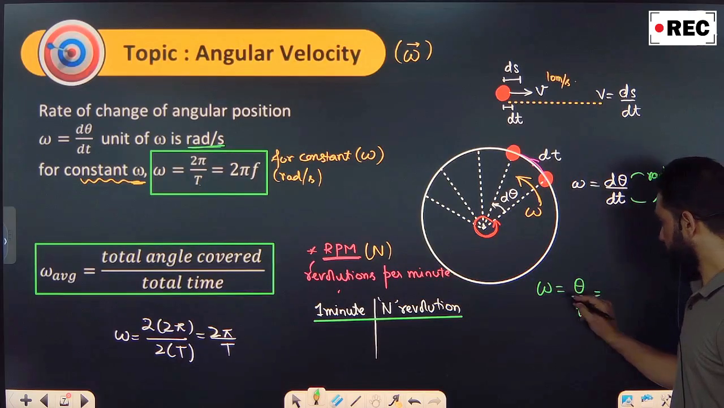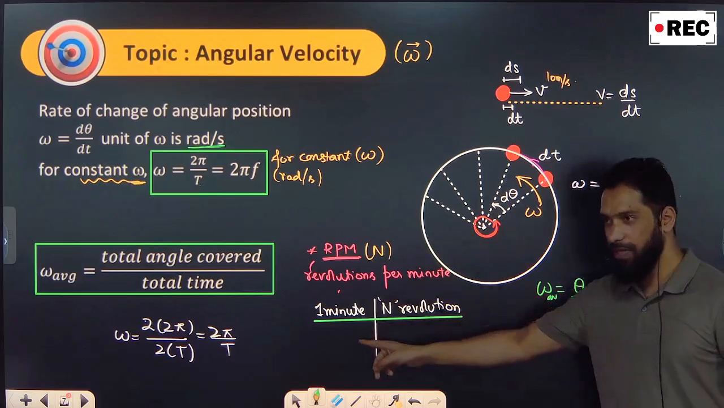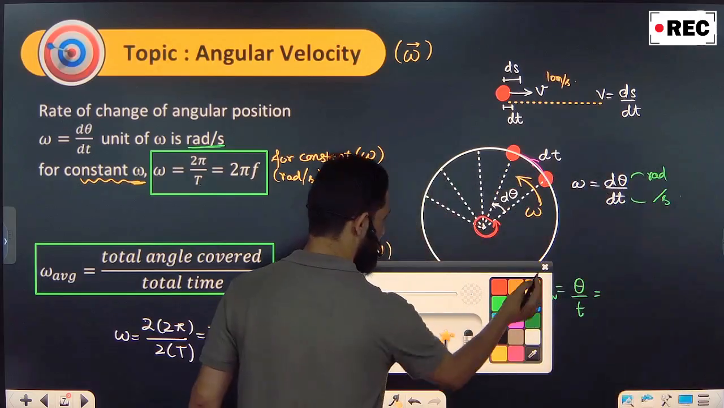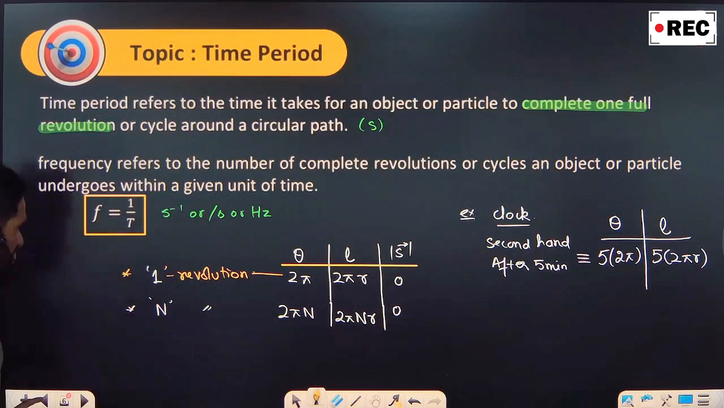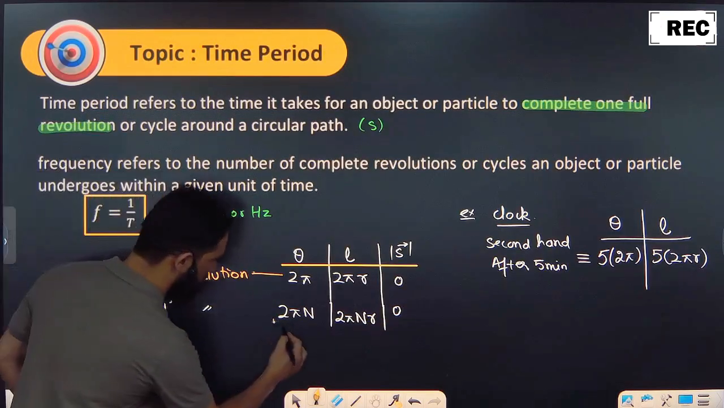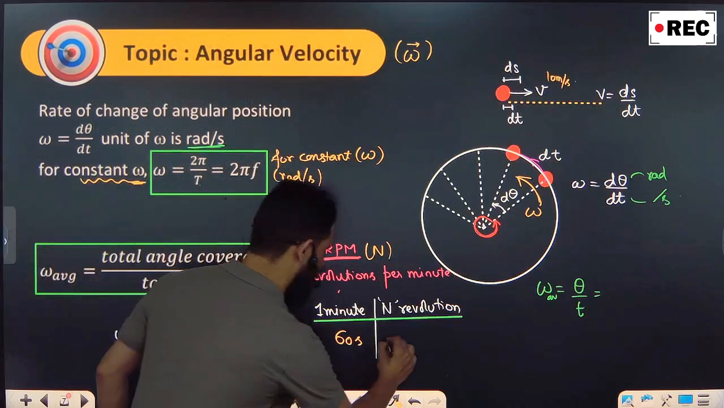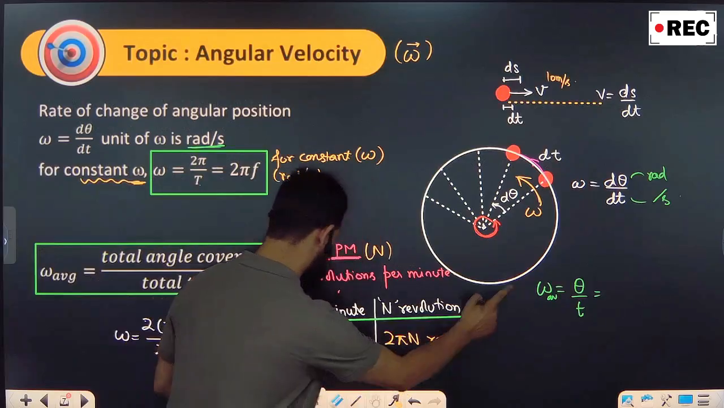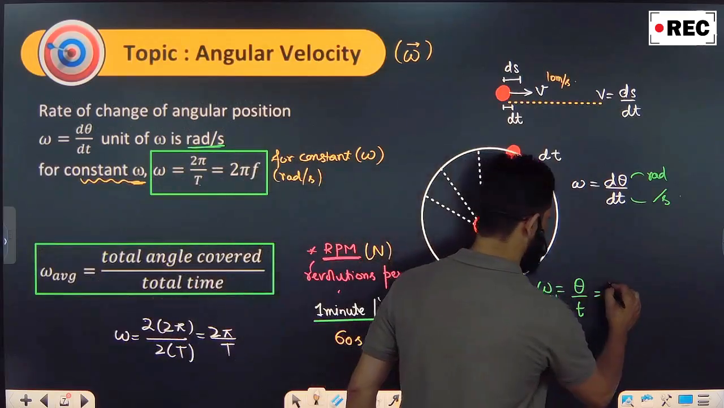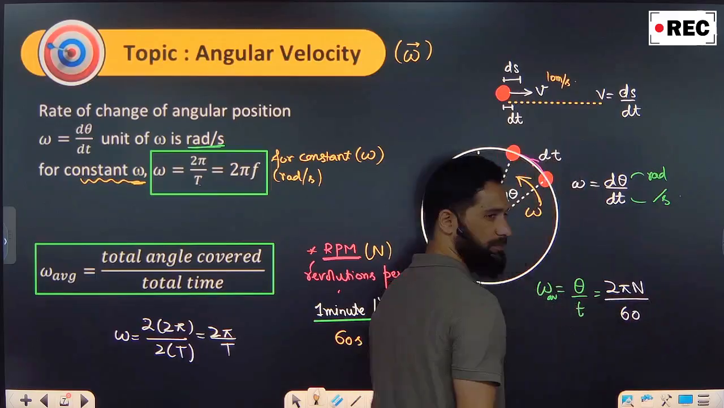So how much is angular displacement? Sir, in 1 minute. 1 minute means how much time? 60 seconds. N revolutions is how much angular displacement? N revolutions is 2 pi n radians. So how much is average omega? Sir, it is 2 pi n radians upon 60.